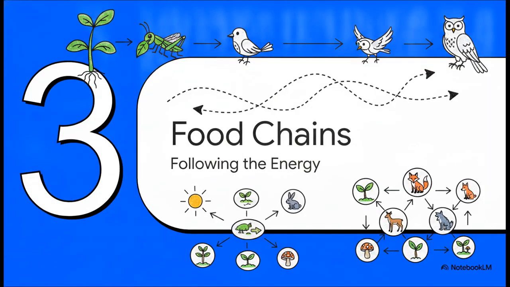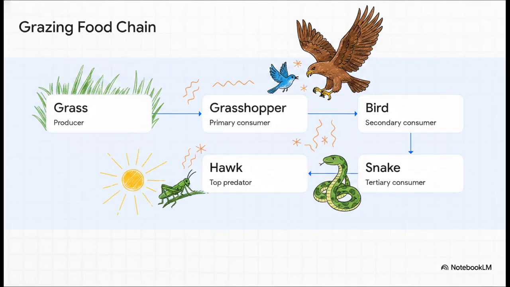Section 3. Following the food chains. So this right here is a mini drama of nature called a grazing food chain. Follow the steps with me. Number 1. It all starts with the grass, our green producer making food from sunlight. Number 2, a hungry grasshopper comes along and eats the grass. 3, a small bird swoops in and eats the grasshopper. 4, a snake catches the bird. And 5, our hawk dives down to capture the snake. Look at how energy literally moves step by step, hopping from one organism to another, passing all the way from a sunlit plant to our top predator. Boom! That solves our mystery from the very beginning of the explainer.